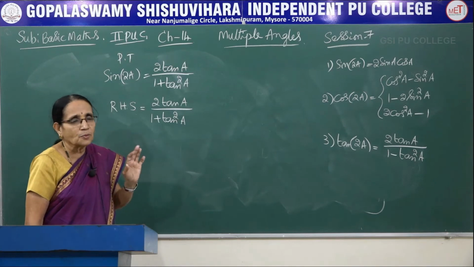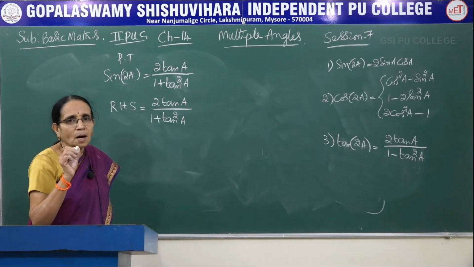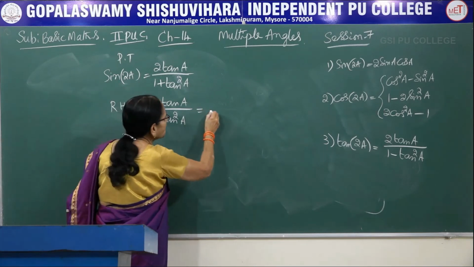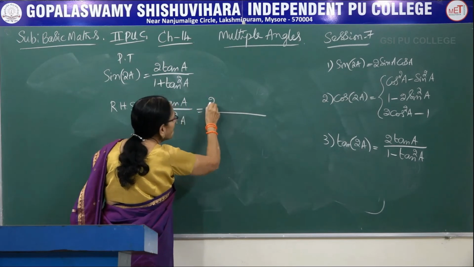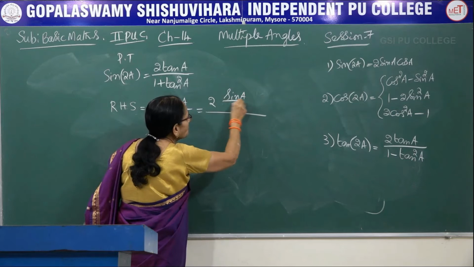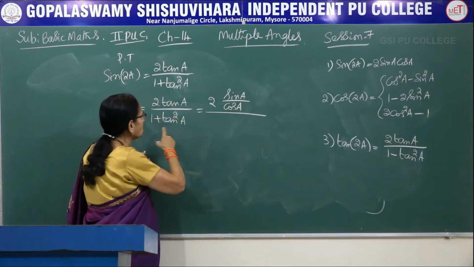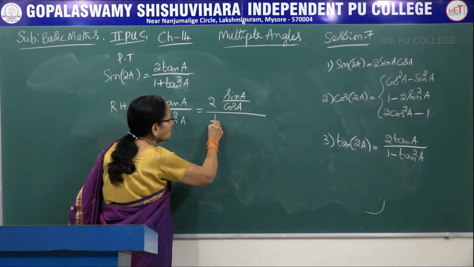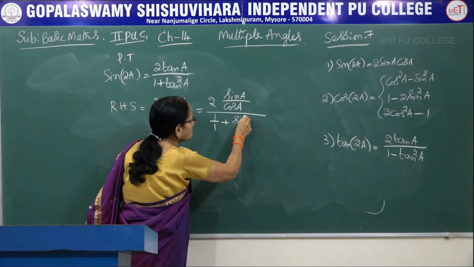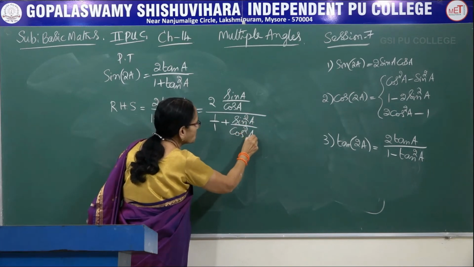We know from the basic definition, tan theta is equal to sin theta by cos theta. So what I do is, I replace in the numerator and in the denominator tan a by sin a by cos a. The denominator also, this one I am writing as 1 by 1. Tan square a, you can write it as sin square a by cos square a.